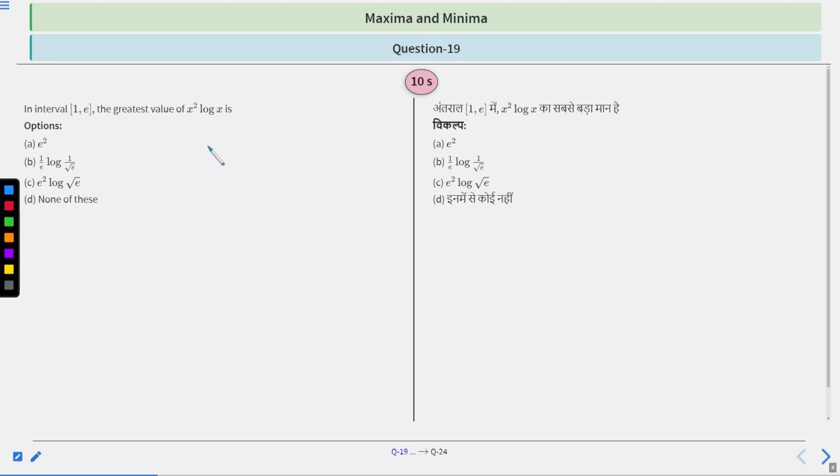And you can also check whether f double dash x is less than 0 in case of maxima and f double dash x greater than 0 in case of minima, right? So in this way you can approach this question. So you have 10 seconds to solve this question. After 10 seconds we will discuss the solution.